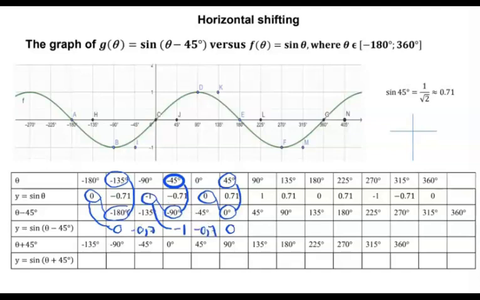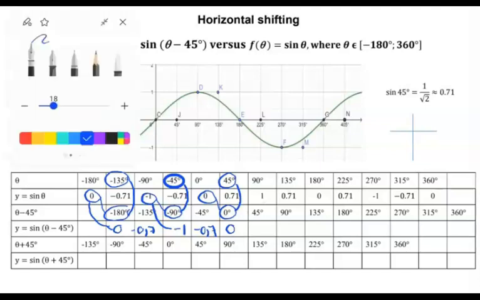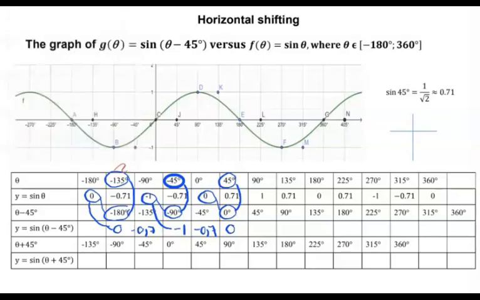I'm just going to pick another color. We can see now that these values are shifted 1 unit to the right, and that one is shifted 1 unit to the right, and that one is shifted 1 unit to the right, so it will happen for each and every value. So if I subtract 45 from the original theta, it means that my graph will shift to the right.